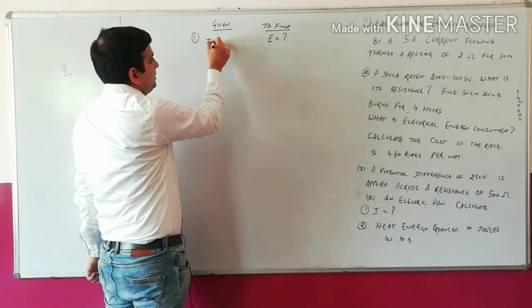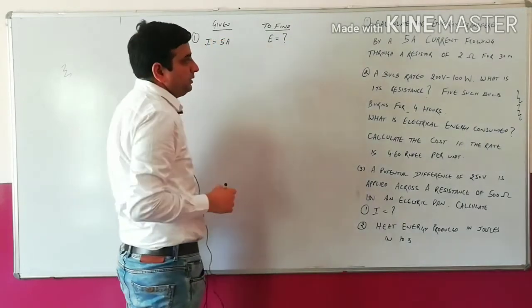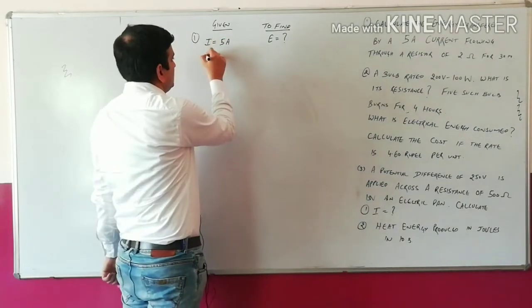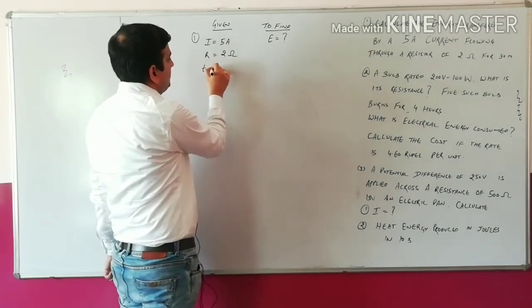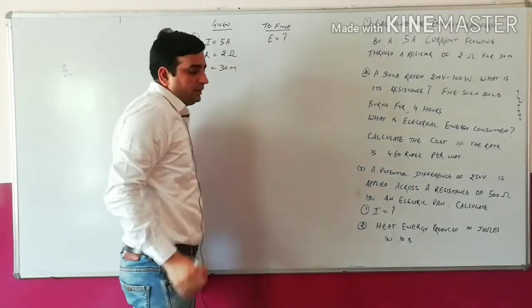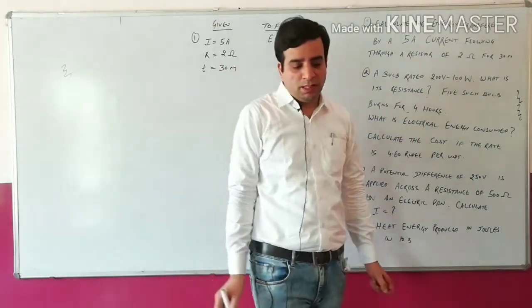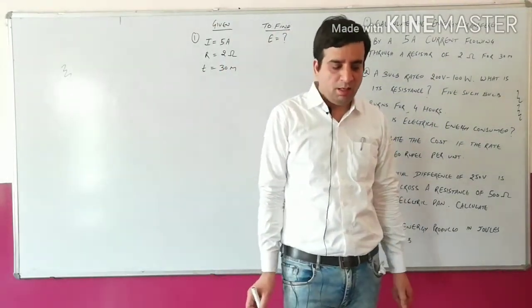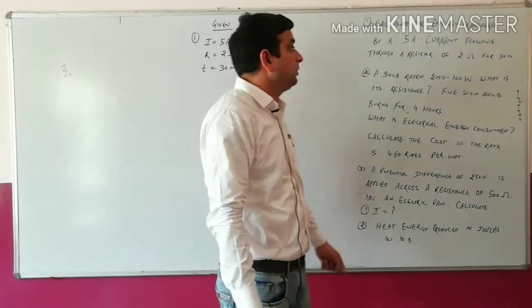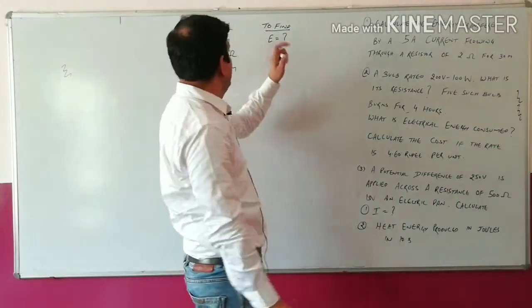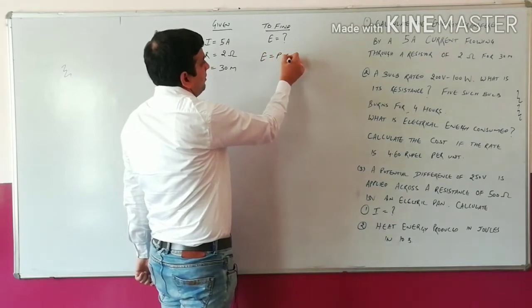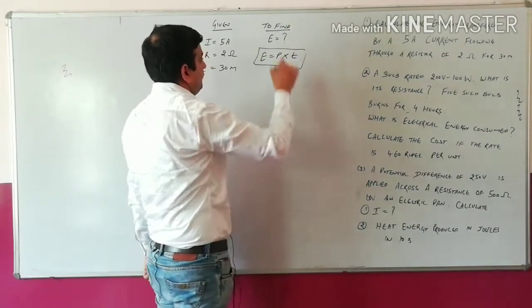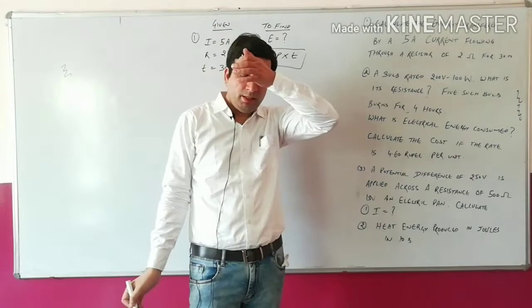So what is given? Current 5 ampere flowing through a resistor. The resistance is given, 2 ohm. The time is given, 30 minutes. So these are the parameters given in the statement. What do we have to calculate? The value of energy. And we are already aware of the formula to calculate energy.